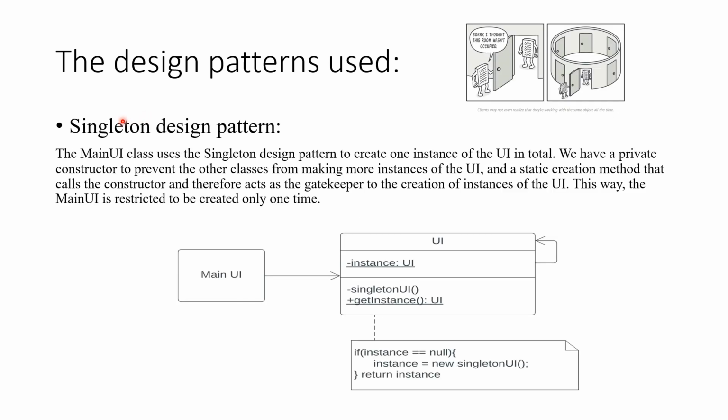The third design pattern is the singleton design pattern. The main UI class uses this pattern to create one instance of the UI overall. We have a private constructor which is called via a static method, and the method checks the number of instances that have already been created, therefore acting as a gatekeeper to the creation of the main UI.